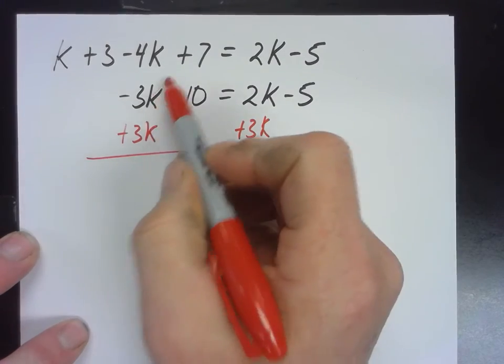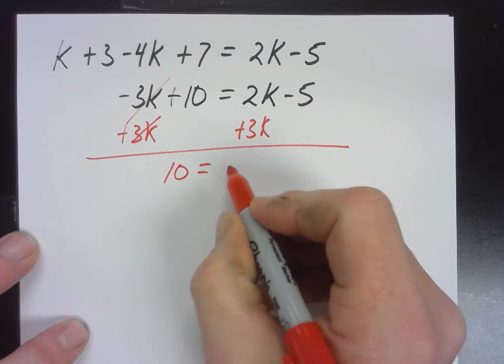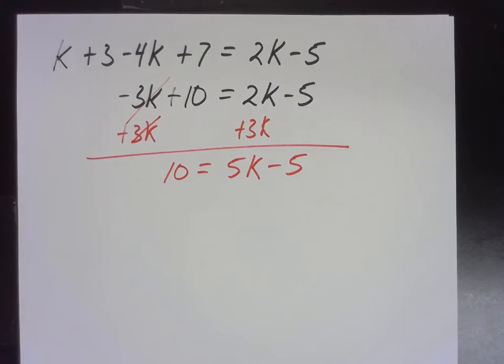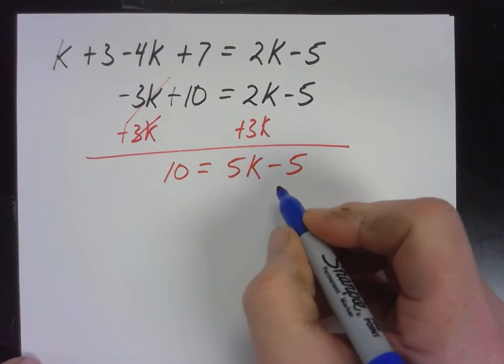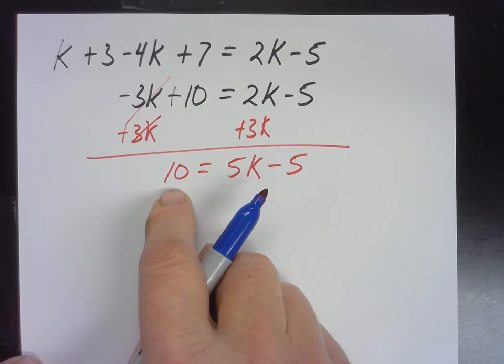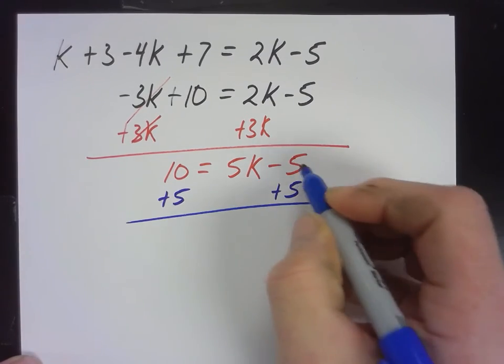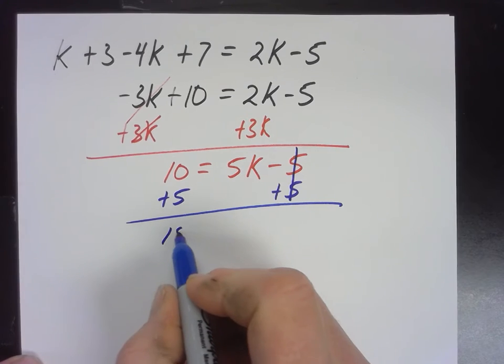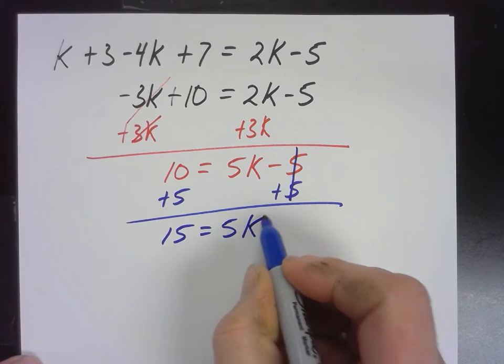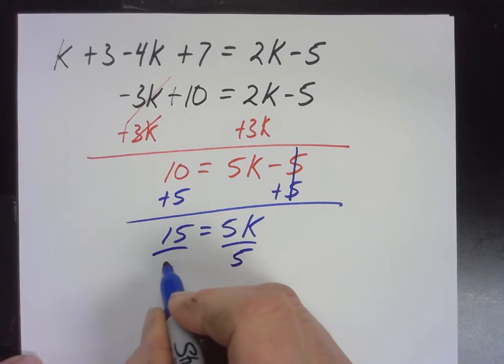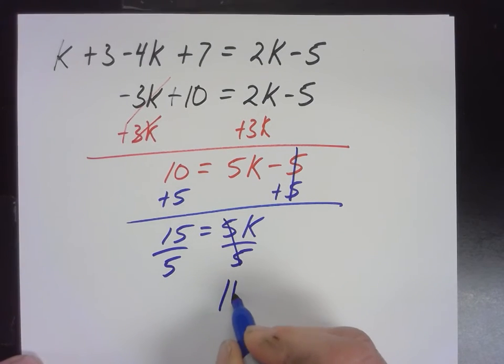So these add up to 0, and I get 10 equals 5 times k subtract 5. Now what's the constant that needs to go? The 5. Okay, could I get rid of the 10 if I wanted to? Yeah, but would it be helpful? No. So if we add 5 to both sides, that'll be helpful. These add up to 0. Right? And then we can just divide both sides by 5. And this gives us positive 1 times k equals 3.